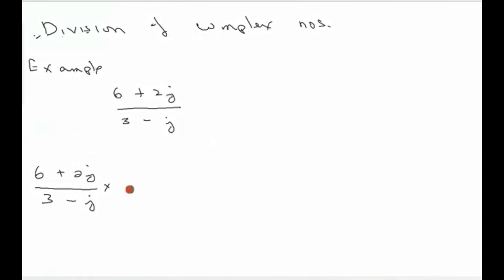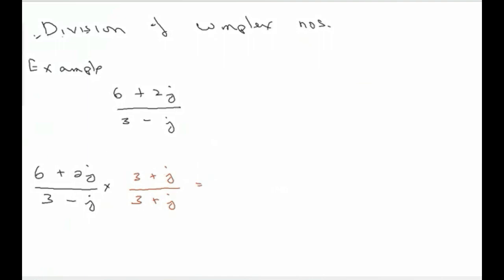So what's the conjugate of 3 minus j? It will be 3 plus j. So you multiply both numerator and denominator by 3 plus j, because this is 3 minus j. Remember, 3 plus j divided by 3 plus j is equal to 1, so the number doesn't change. But it will help us in doing the calculation.